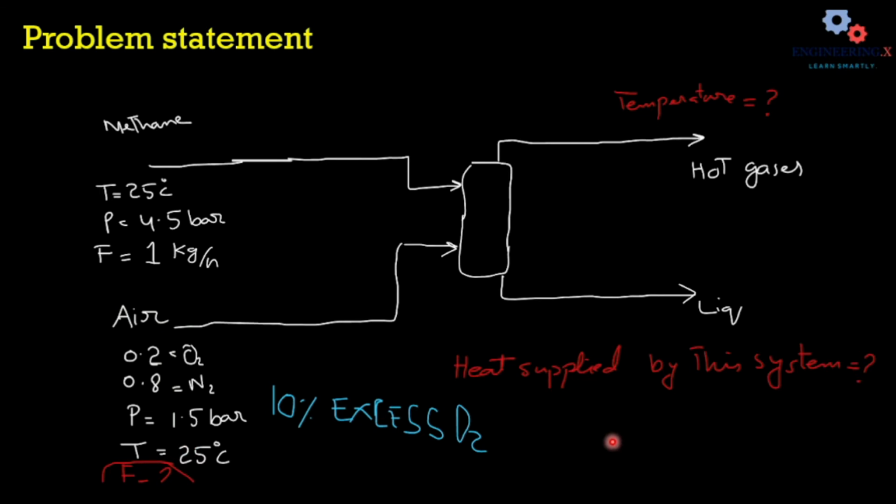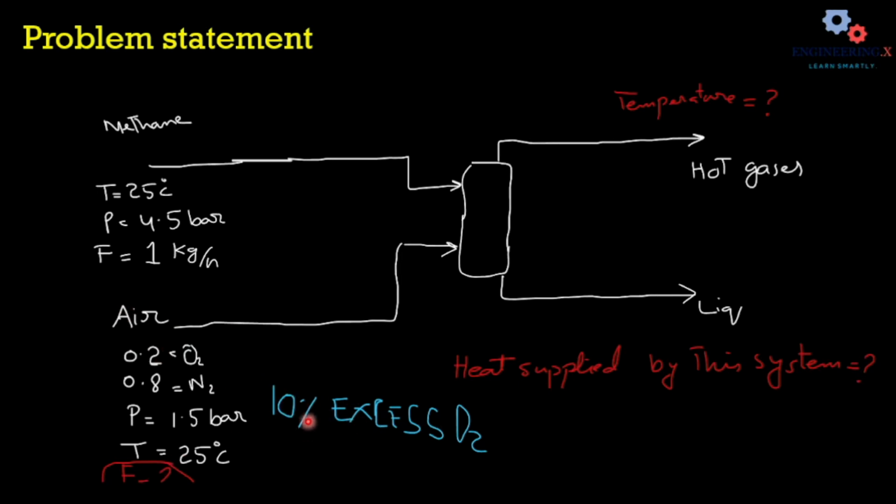And we also have to find out the heat supplied by this system. I mean, if 1 kg per hour of methane is burning, how much heat can we have from this system? So this is one question that we have to answer, and the second one is we have to find out the temperature of hot gases. Okay, so first we have to figure out the flow rate of air using this information.